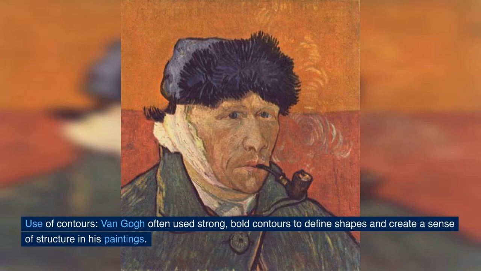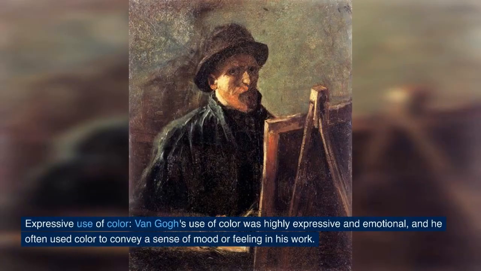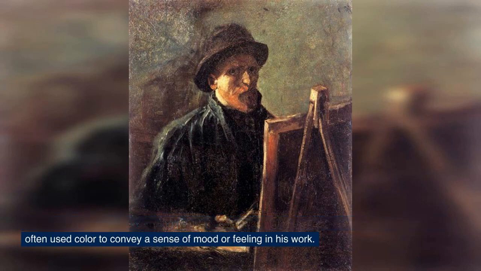Van Gogh often used strong, bold contours to define the shapes and create a sense of structure in his paintings. Van Gogh's use of color was highly expressive and emotional, and he often used colors to convey a sense of mood or feelings in his works.